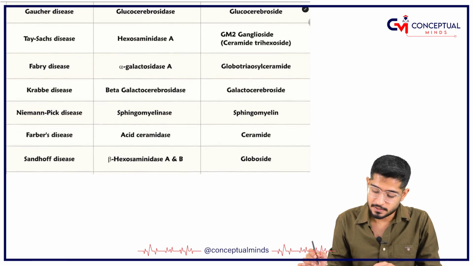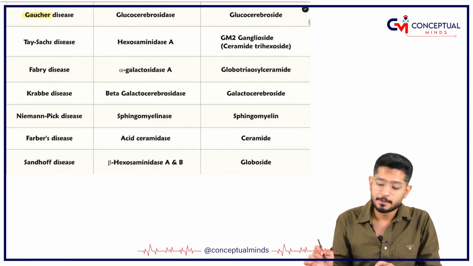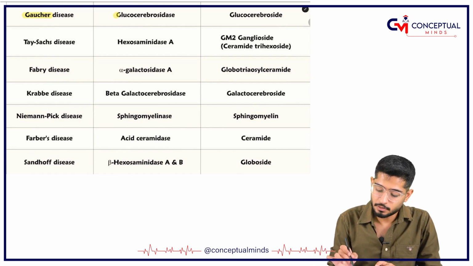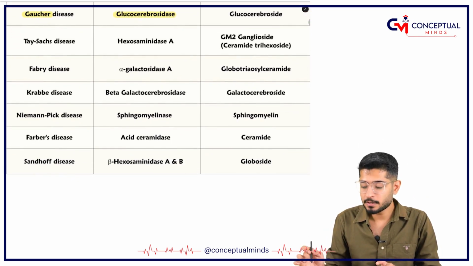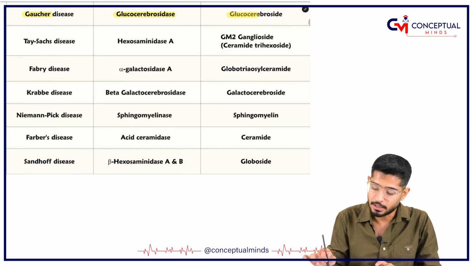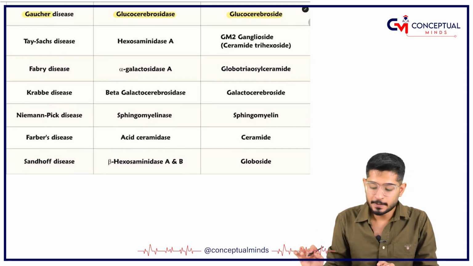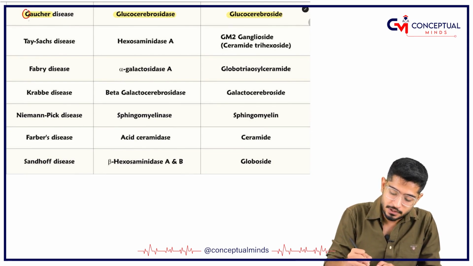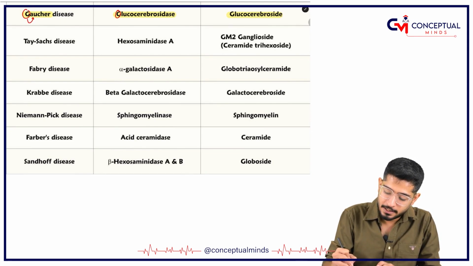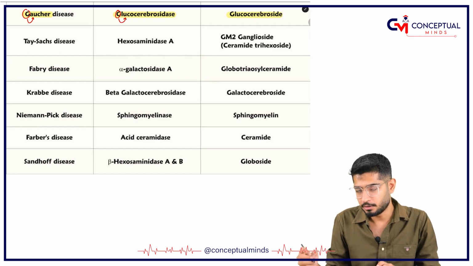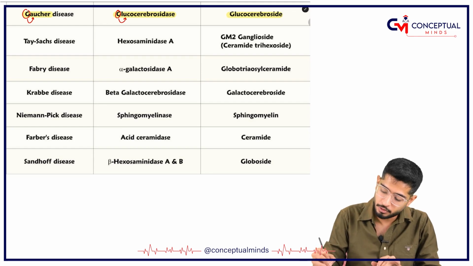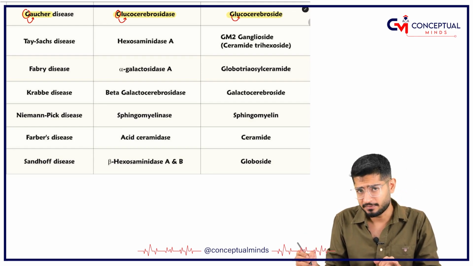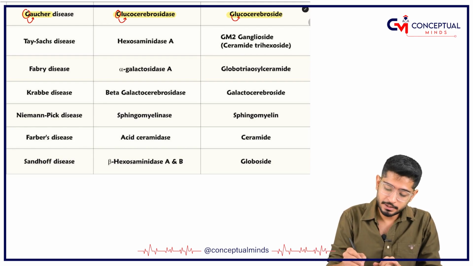Now Gaucher's disease is due to the deficiency of the enzyme glucocerebrosidase. That's why glucocerebroside is going to get accumulated. Very easy, simple. See, G for Gaucher, G and U are coming at the third place. Similarly here G and U are coming, G and then at the third place you will see U. So Gaucher's disease is because of glucocerebrosidase deficiency.